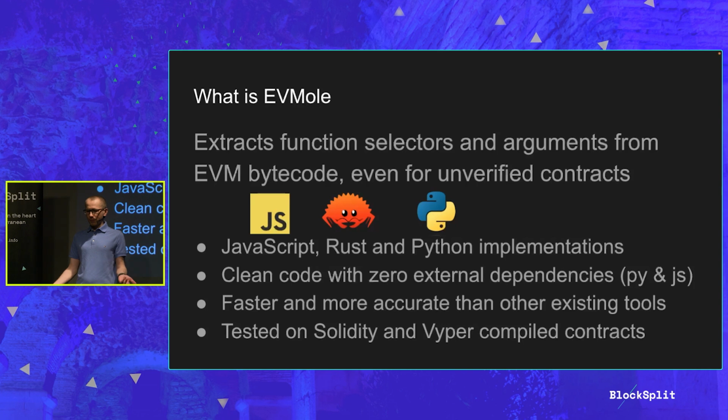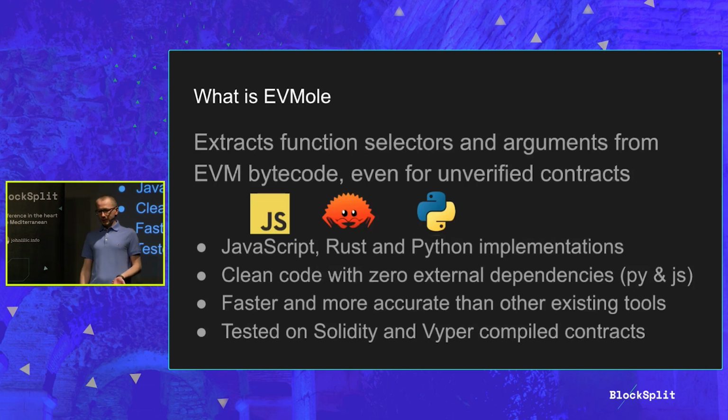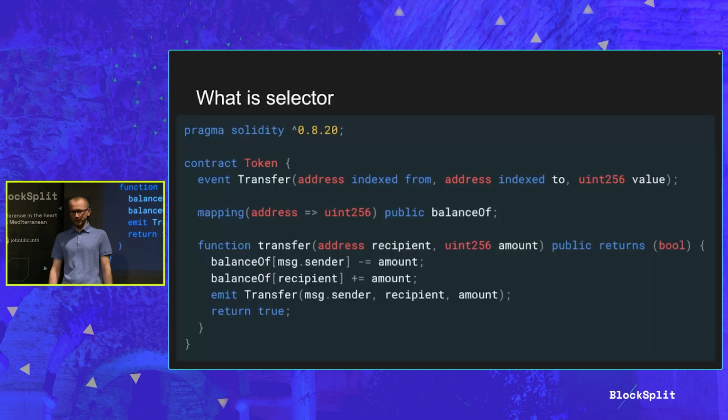So what is EVMole? This is a library which extracts function selectors and arguments from EVM bytecode, even for unverified contracts. It has implementations in 3 languages: JavaScript, Rust, and Python, so you can use it from your favorite language. It has clean code with 0 external dependencies, and the main part is that it's faster and more accurate than other existing tools.